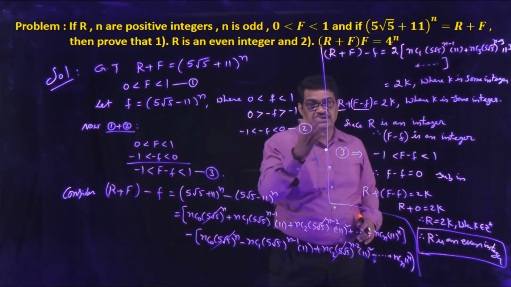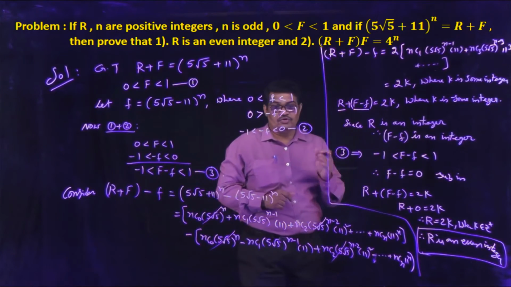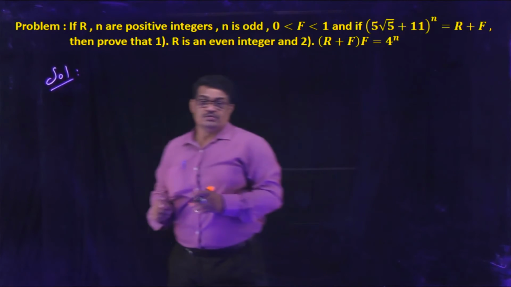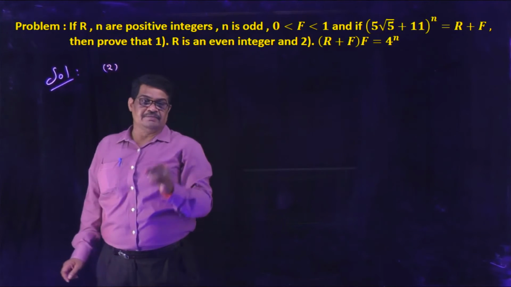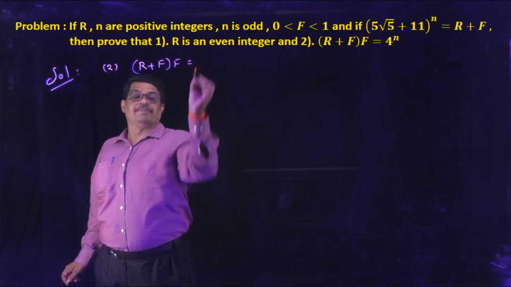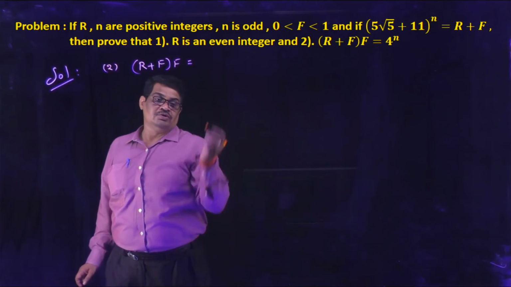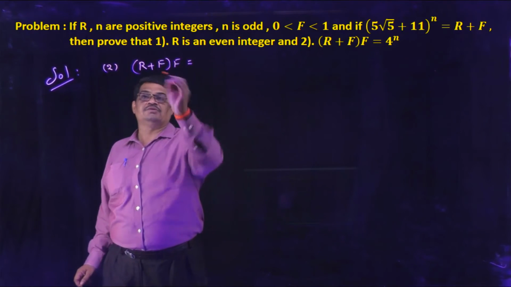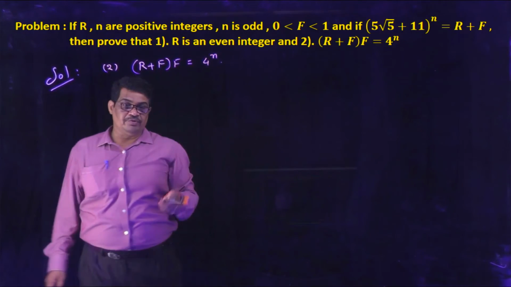Now we are proving the second one. Capital R plus capital F into capital F is equal to 4 to the power of n. Okay, we have to prove the second one. What is the second one? It is capital R plus capital F into capital F is equal to 4 to the power of n. That is what we are proving.